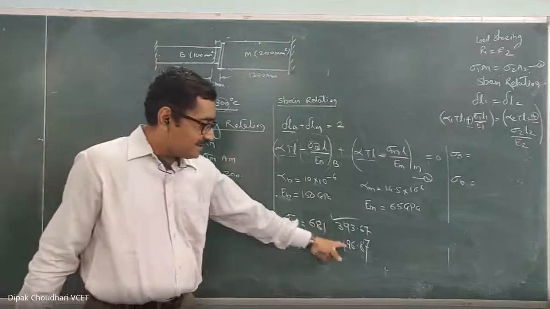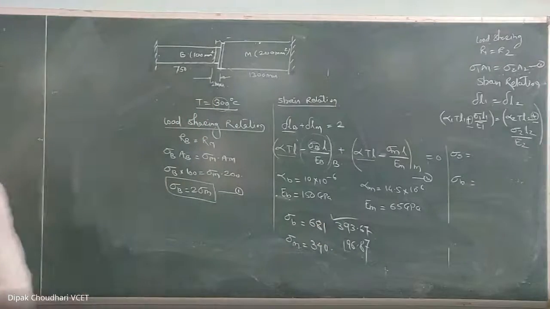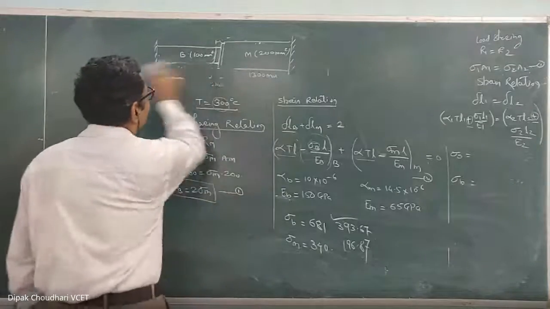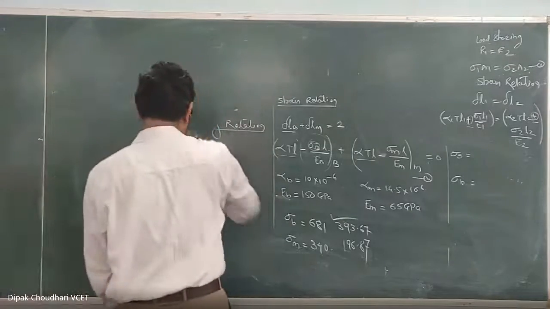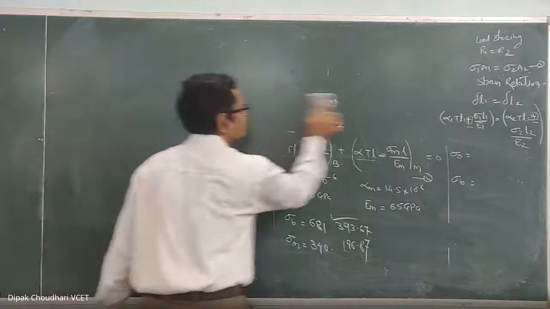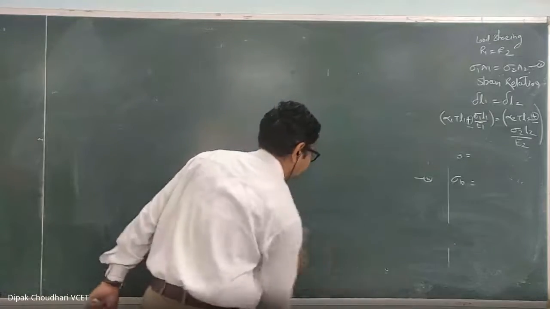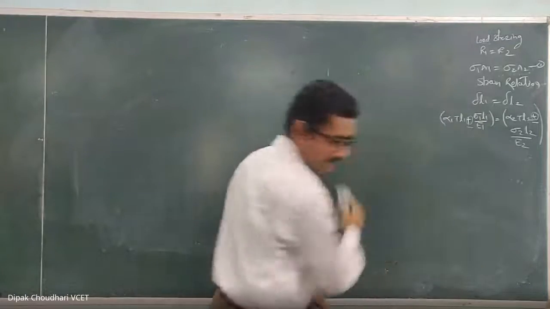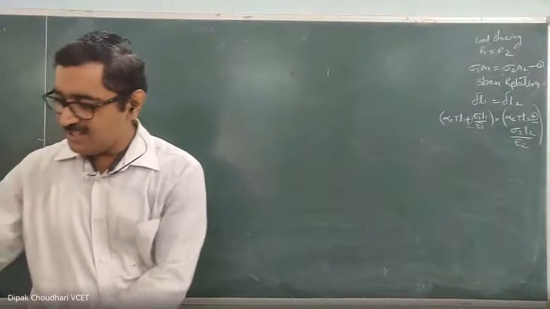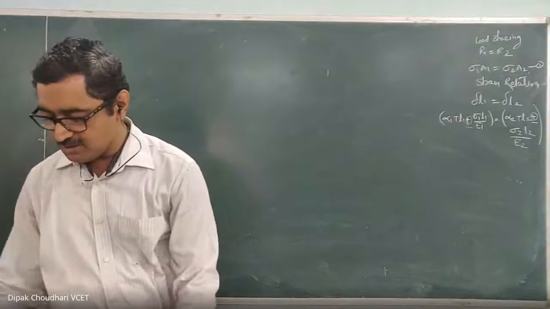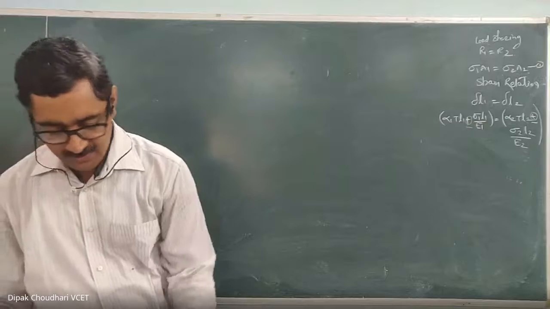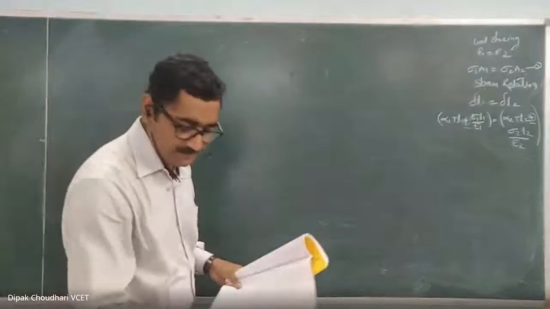Got the answer, this 393 and 196. Next sum, try to finish one more sum. This is the civil exam question.